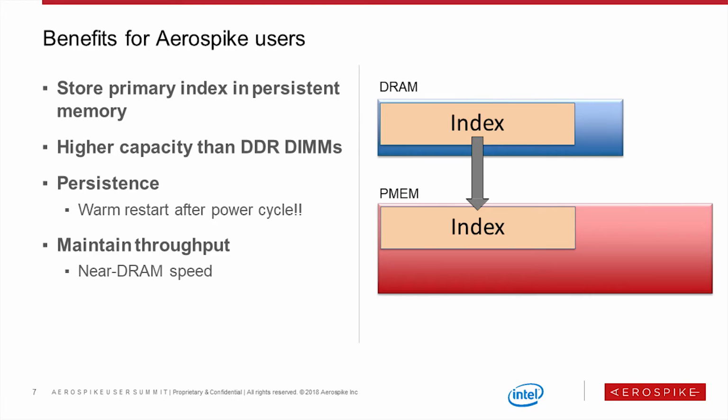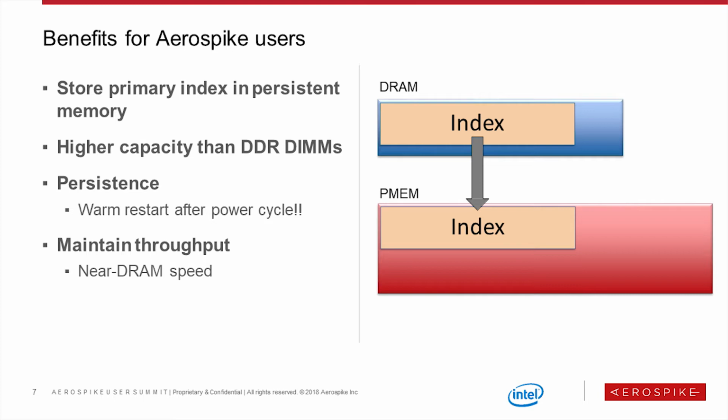Which brings us to Aerospike. I was going to draw this out and have you guess what it is, but I think the cat's out of the bag at this point. For Aerospike, the use case that we started with is to move the primary index out of DRAM and put it into this persistent memory.